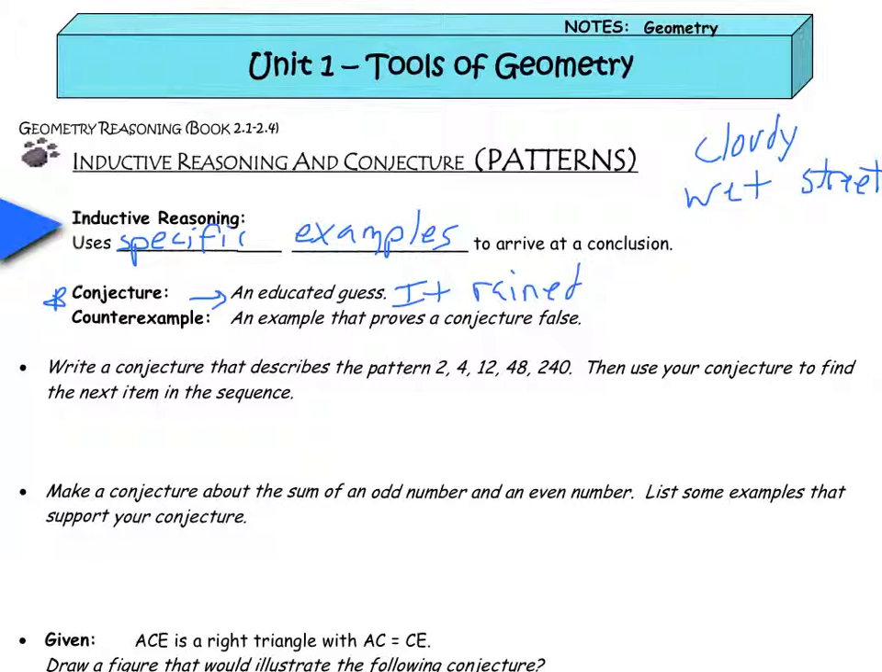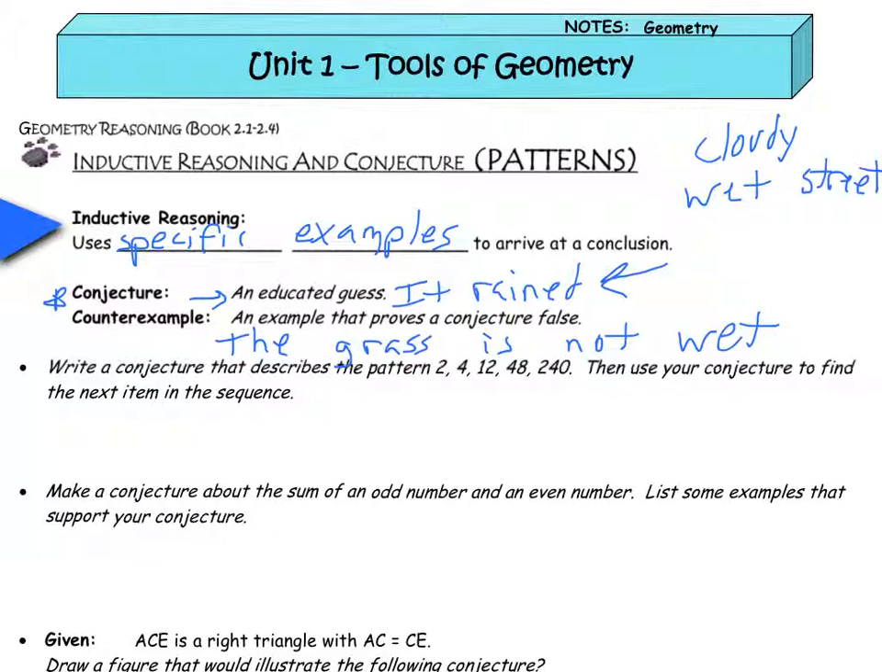A counterexample, an example that proves the conjecture false, would be if I was to say the grass is not wet. If the grass was not wet, that would really disprove my conjecture that it rained. I don't know what would happen to make that be the case, but whatever my counterexample would be to prove that my conjecture was not true would be, again, a counterexample.